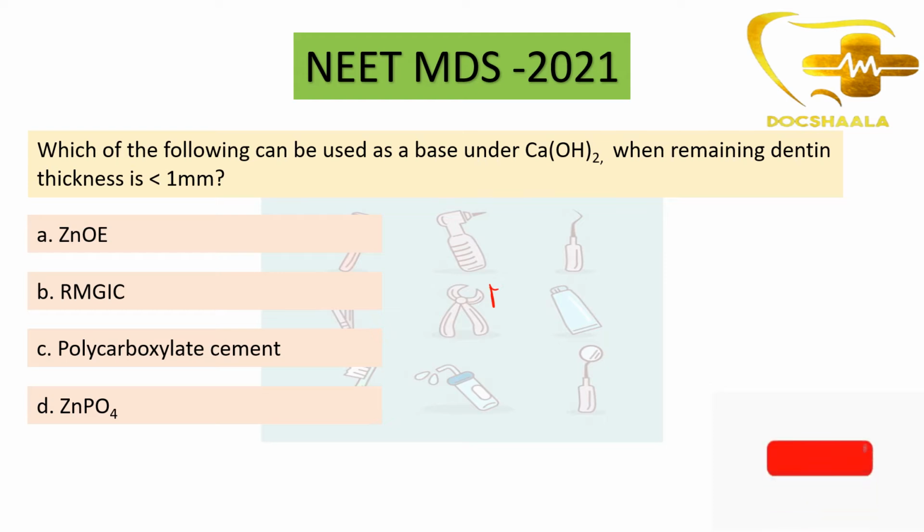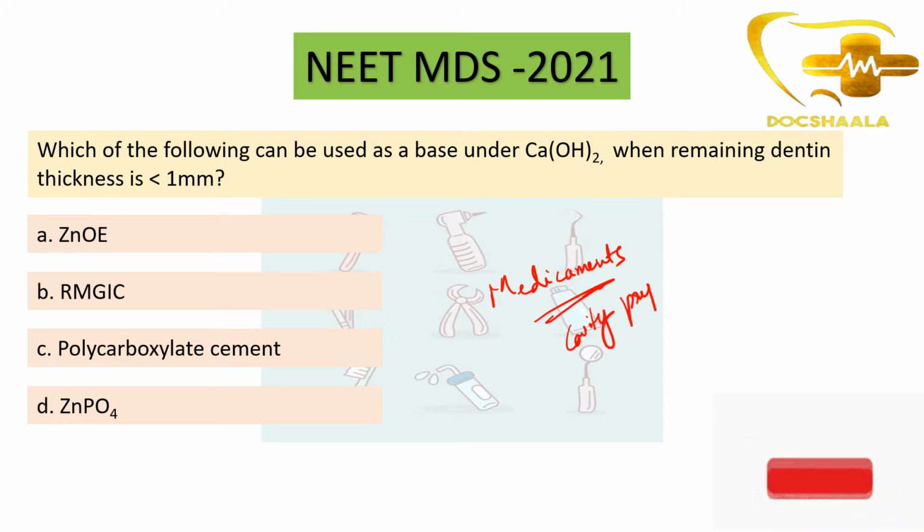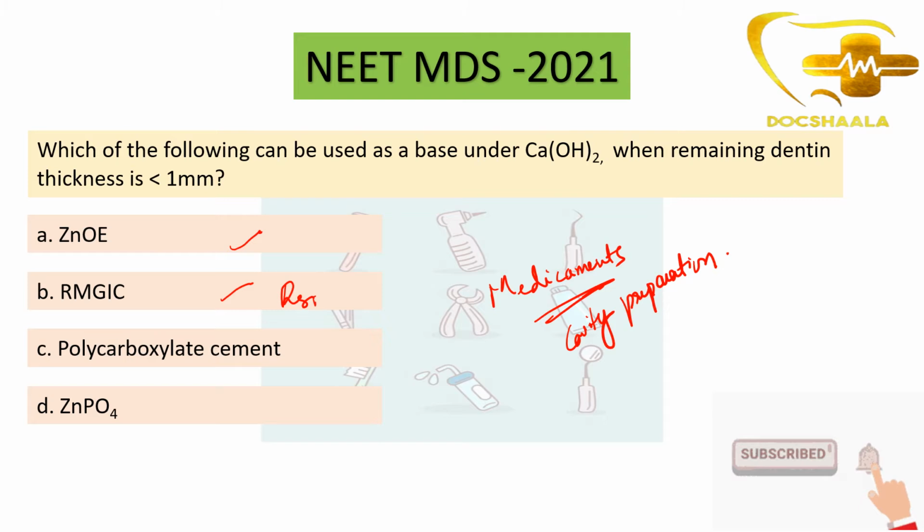So this is a question regarding the medicaments that we use in cavity preparation. The options that they have given are ZNOE, zinc oxide eugenol, RMGIC, nothing but resin modified GIC, polycarboxylate cement, and zinc phosphate cement.